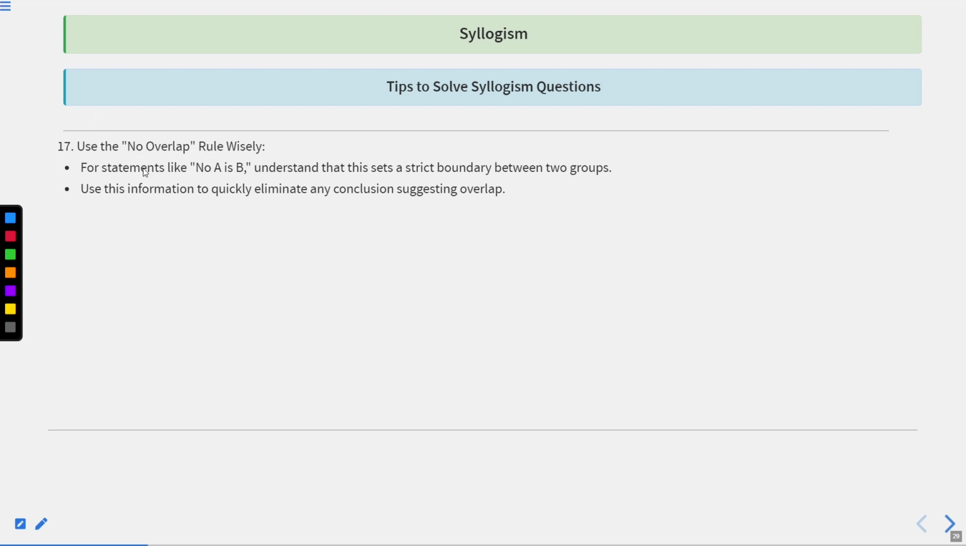Use the no overlap rule wisely. For statements like no A is B, understand this sets a strict boundary between the two groups. Use this statement to quickly eliminate any conclusion suggesting overlap. If the word no is used, it means that between the subject and the predicate there is no relation at all. As soon as you see the word no, you can directly eliminate, you can draw a Venn diagram where there are two different characters or inferences or statements which are not at all related.